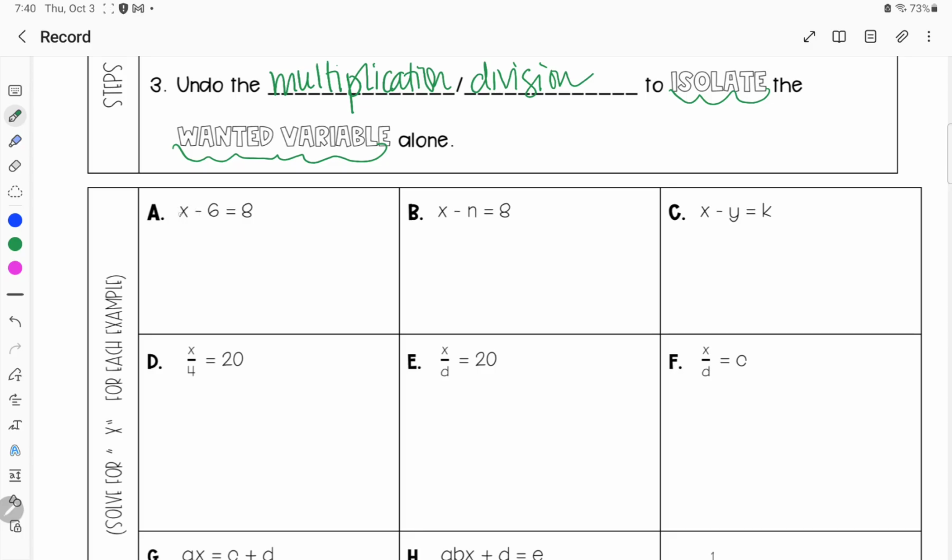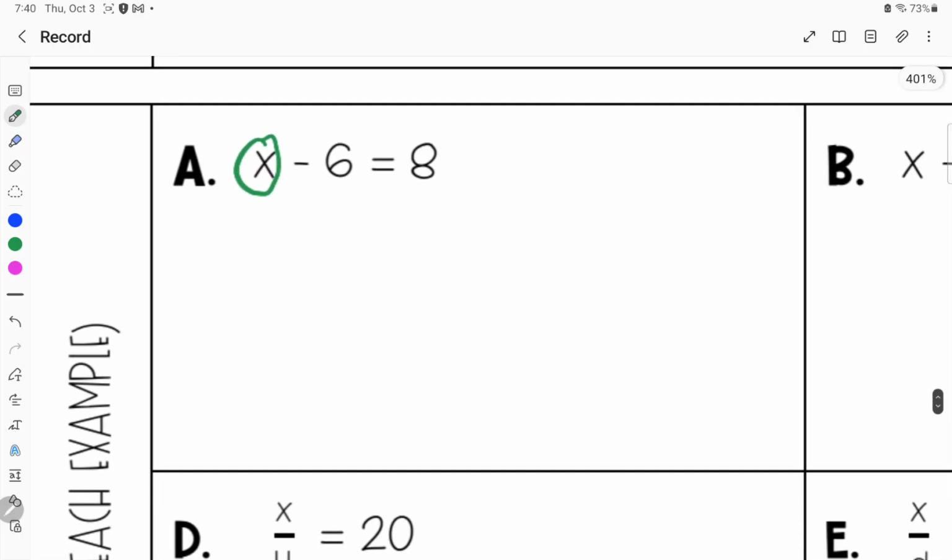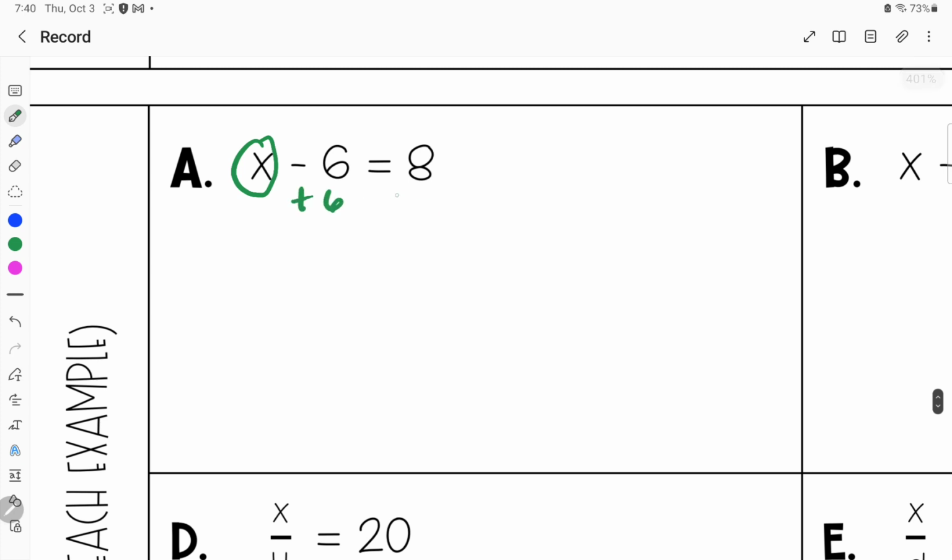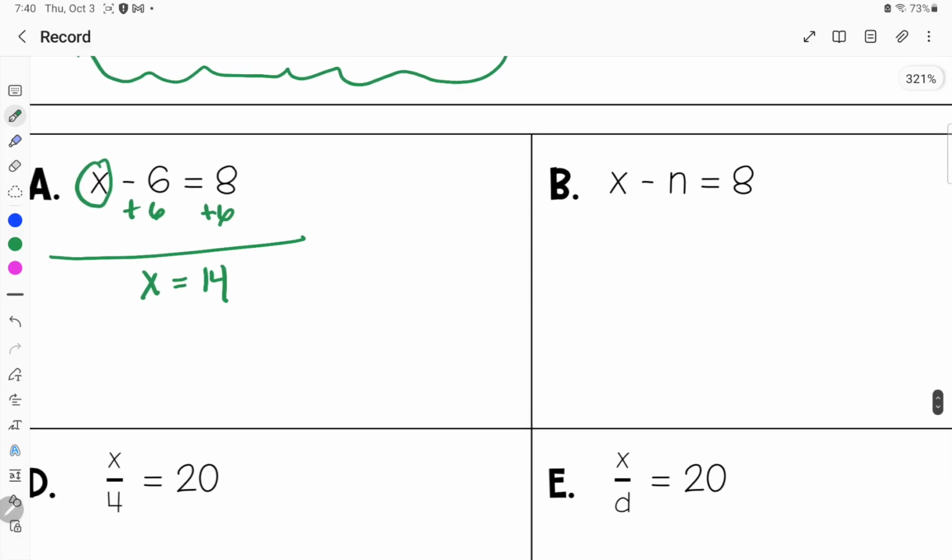We want to get x alone. So this is what's stuck. So we need to undo, adding 6 to both sides. And we would end up with x equals 14. We know this. We've done these before. The only difference is you're going to start getting just letters.